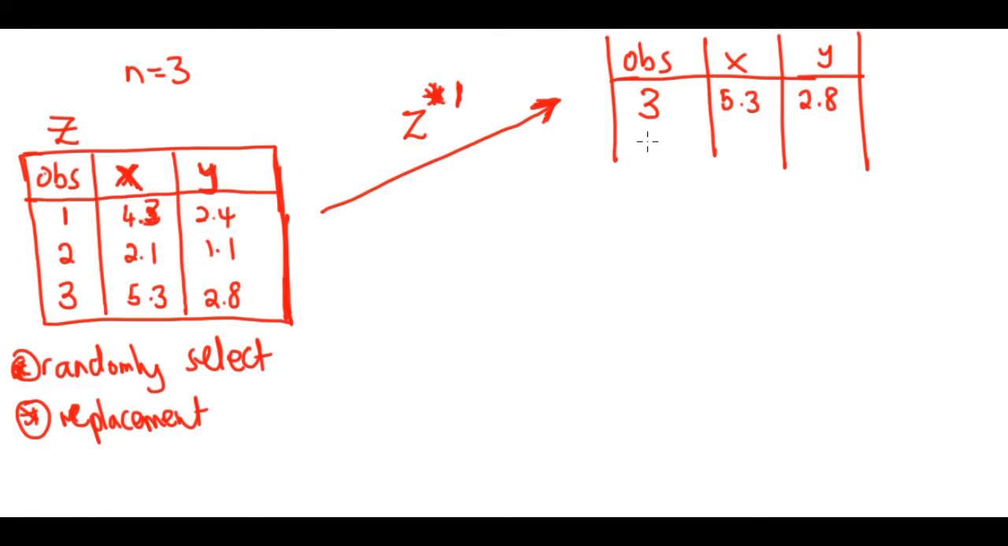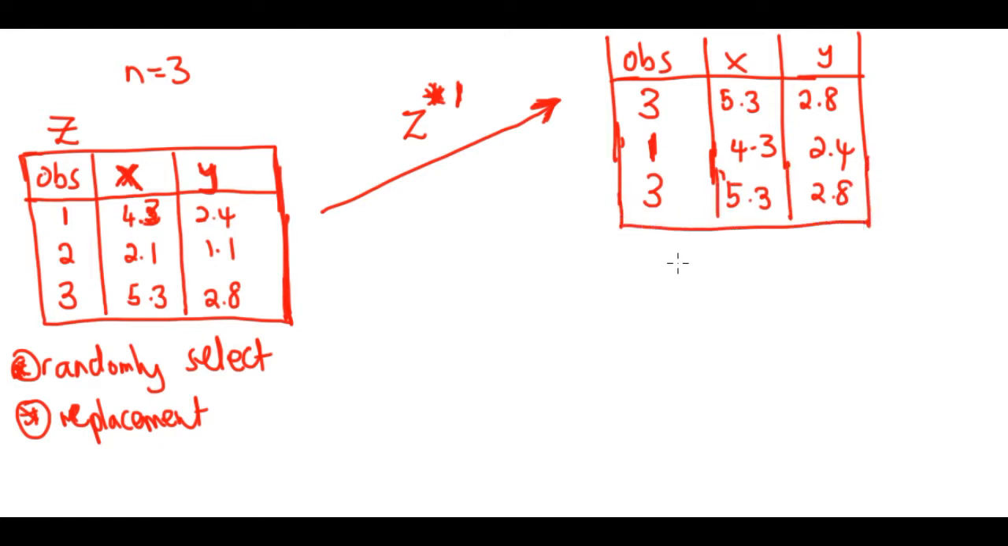Let's say now when we pick the second observation for our Z star 1, we pick number 1. So number 1 comes into our data set. And let's say for the third pick, we pick number 3 again. It comes in like that. So this becomes our Z star 1. We can repeat this process and then get our Z star 2. Remember the samples that we were doing for alpha. That's basically what we do in Bootstrap.